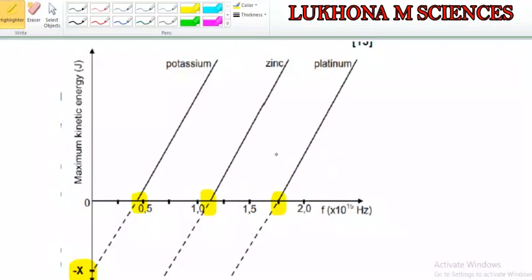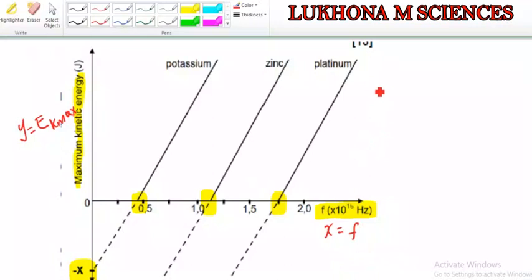Then if we look on the y-axis, we have the maximum kinetic energy, meaning that y is equal to Ek max, that is the maximum kinetic energy. Then on the x-axis we have the frequency, meaning that x is equal to the frequency, that is f.